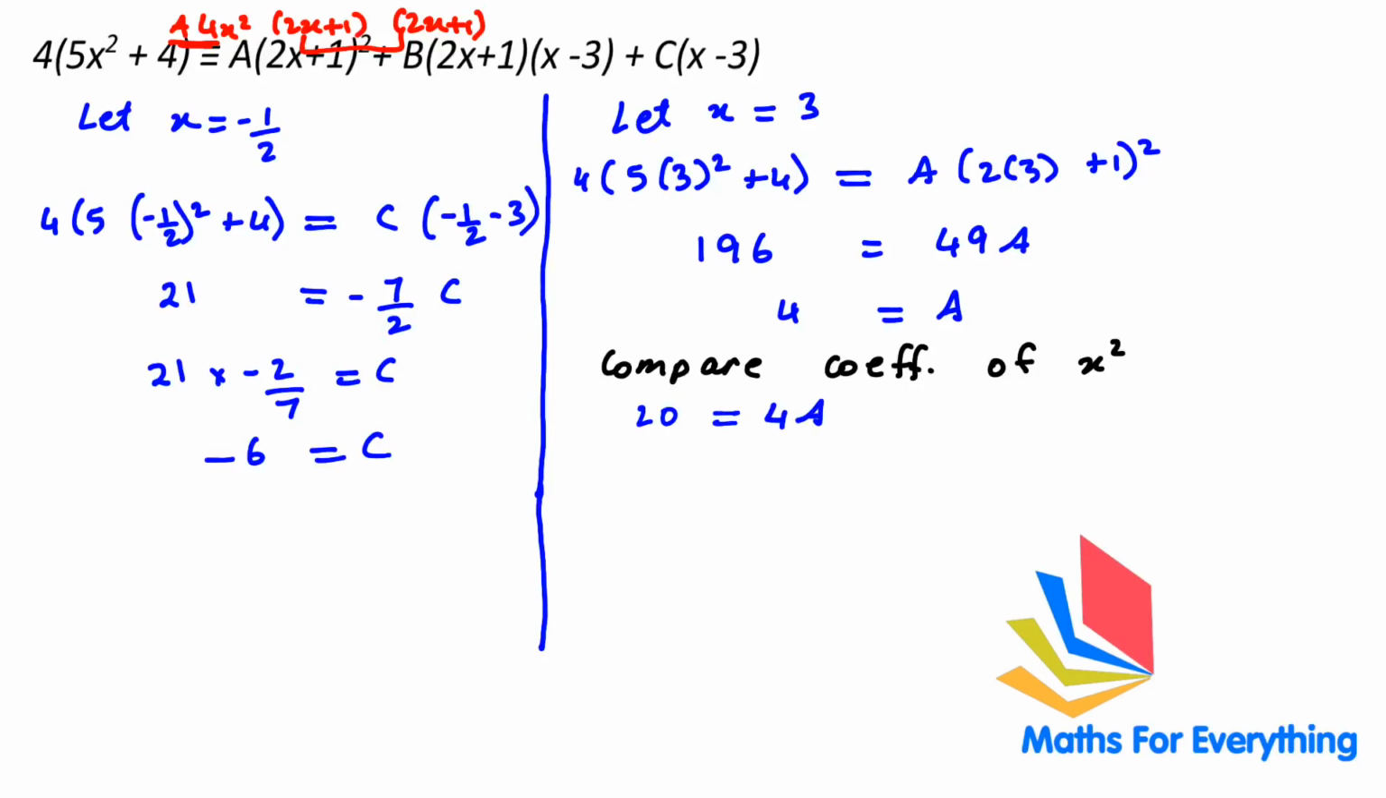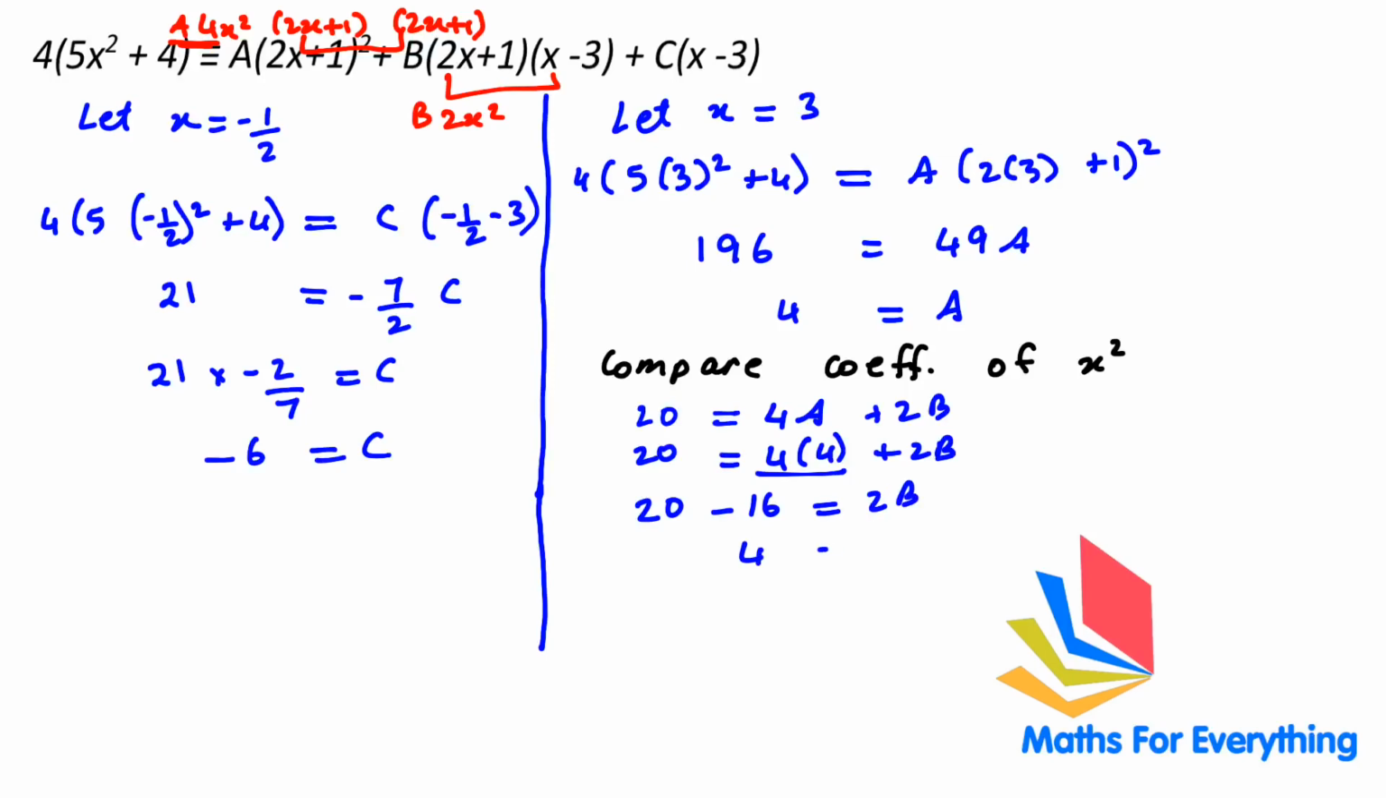And then let's check for b. You have 2x multiplied by x, that will give you 2x squared. And there's a b outside. So what is the coefficient of x squared? 2b. We already have found our a, so replace it. 4 multiplied by 4 plus 2b. 4 multiplied by 4 is 16. When you move it to the other side, it will be negative 16. Now divide the 4 by 2, and our answer is 2 is equal to b.